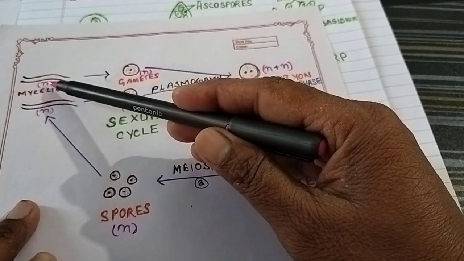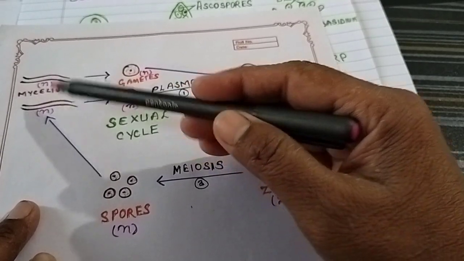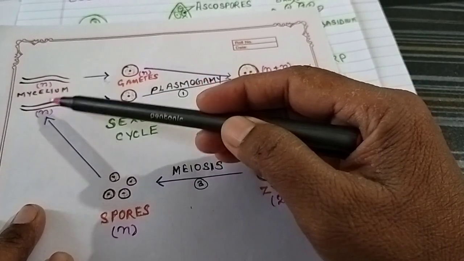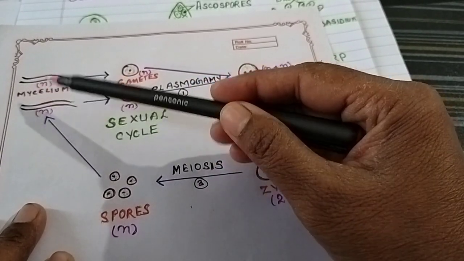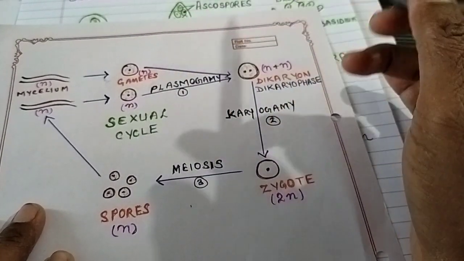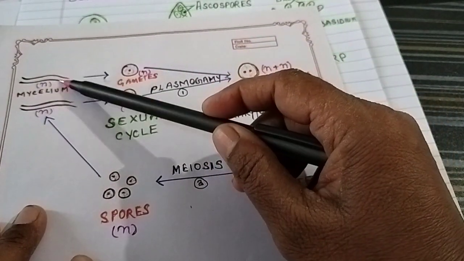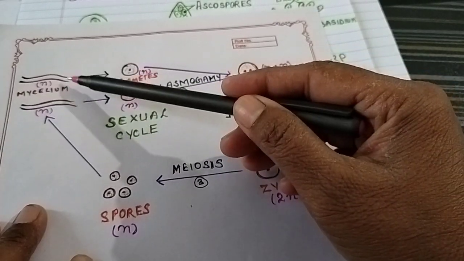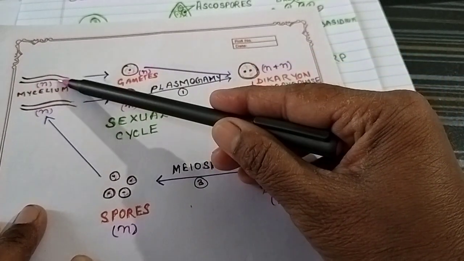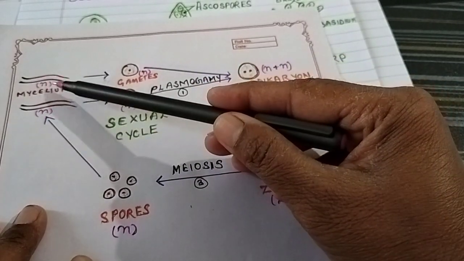And when it is only N without any number, it is called haploid. Fungi is haploid in nature. So two mycelia which are of haploid condition may be of compatible mating types, and only then will sexual reproduction take place. Two haploid hyphae of compatible mating types come together.